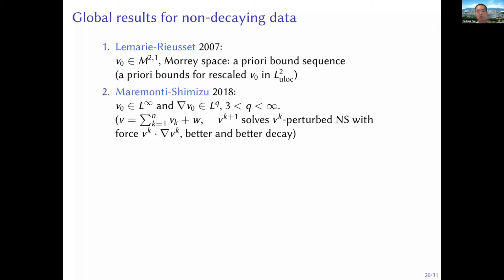And the second result is more recent, by Maremonti and Shimizu. The condition is that V0 should be in L infinity, and gradient V0 should be in L^q of the whole space, where q is between 3 and infinity. The strategy is to decompose V as a sum of a profile plus a tail, which is W. And this sequence V_k, with V_{k+1}, should solve the perturbed Navier-Stokes equations with the first term V_k dot gradient V_k. And this first term should have better and better decay when k increases. In the end, W will be in the energy class. So V_k is getting better and better in terms of decay.